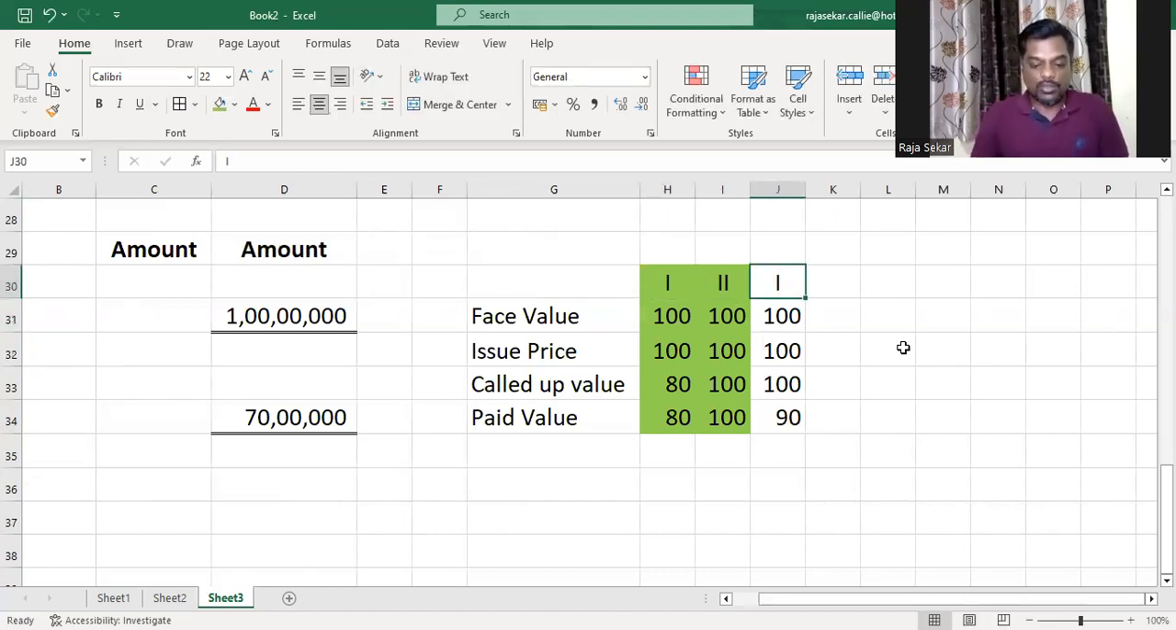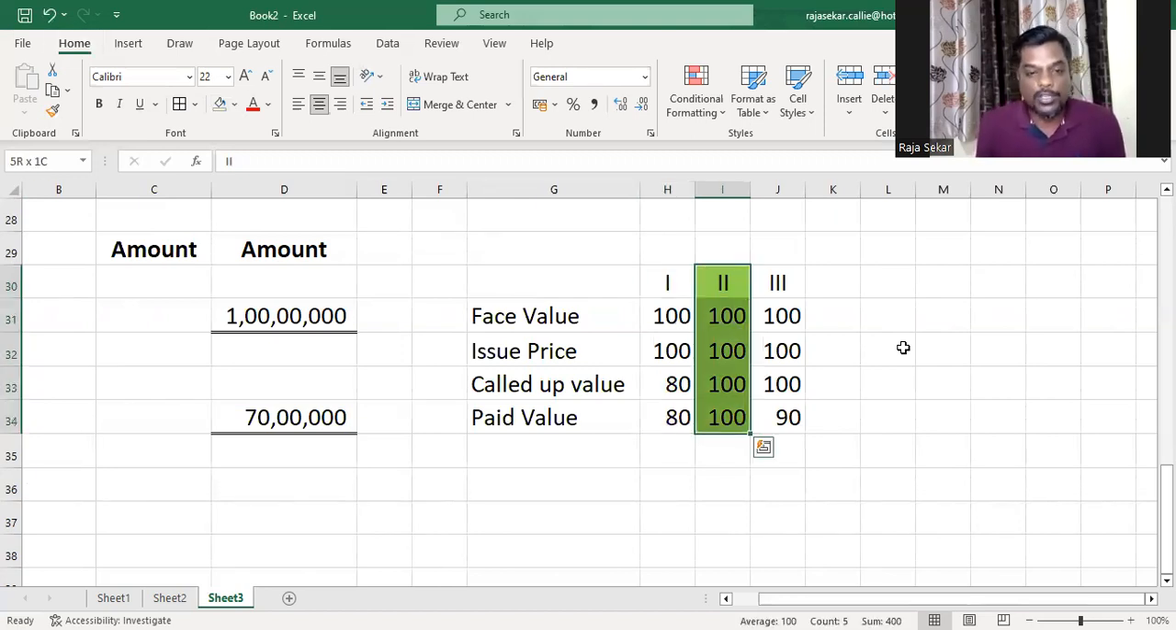Situation three obviously is not fully paid up because they have called up 100 rupees and they have only paid 90. Situation one cannot be fully paid up because we have not even called up the face value of the shares. We only called up 80 rupees on the shares. Understood or not, my dear children? So only situation two is fully paid up.